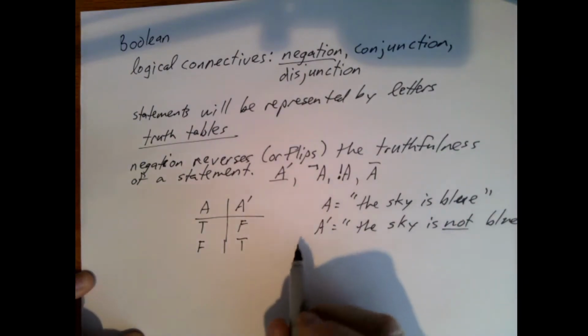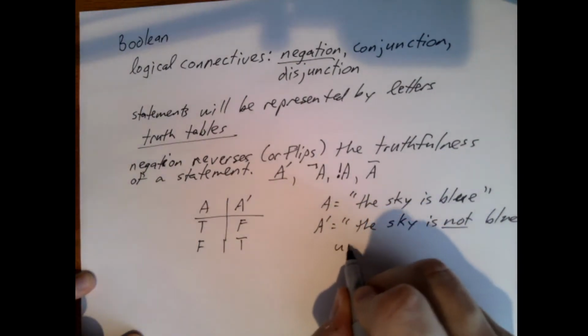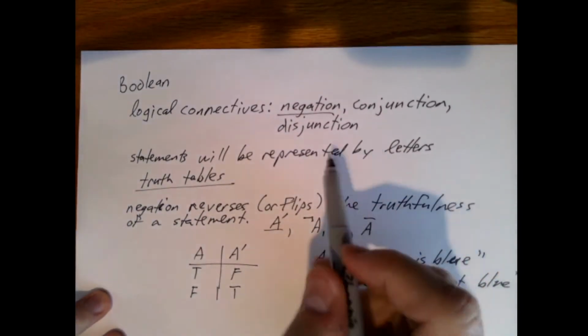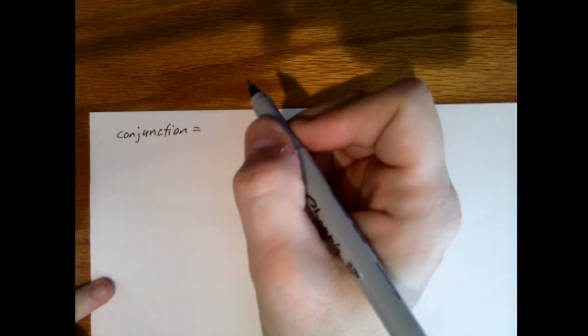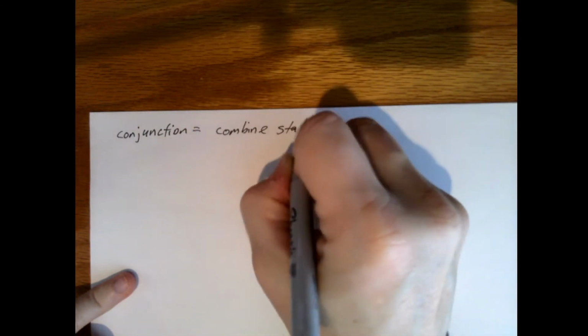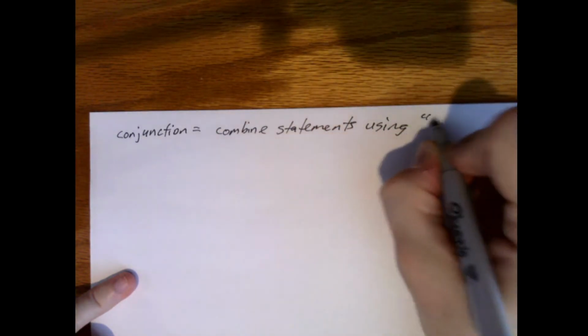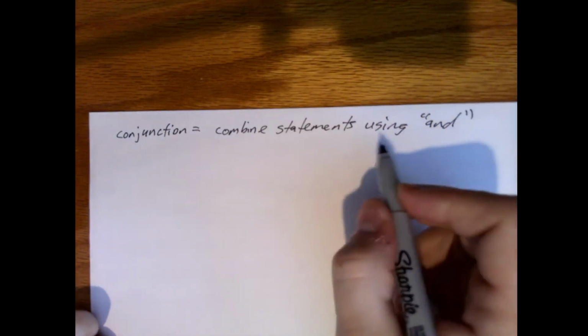Right? So this is a unary connective. It applies to one thing. The other two we'll look at, the conjunction and disjunction, will be binary connectives. So we'll look at the next one, conjunction. So what this one means, it's a way of combining things. So combine statements using and. We would use that word and.